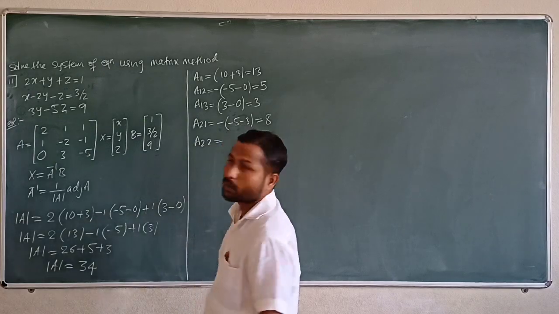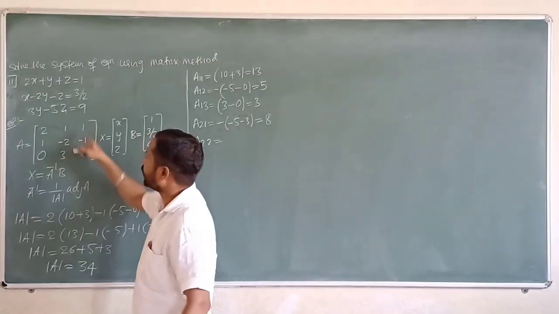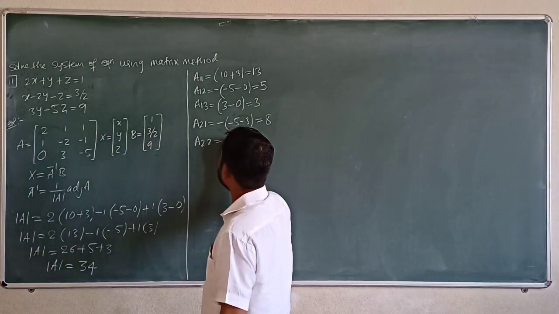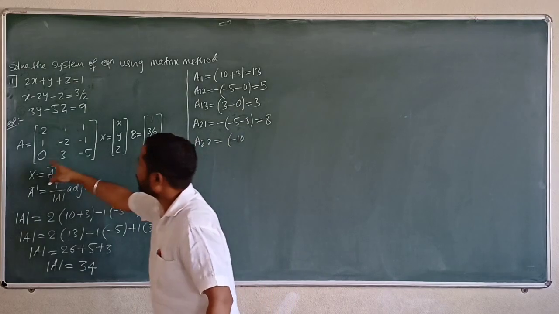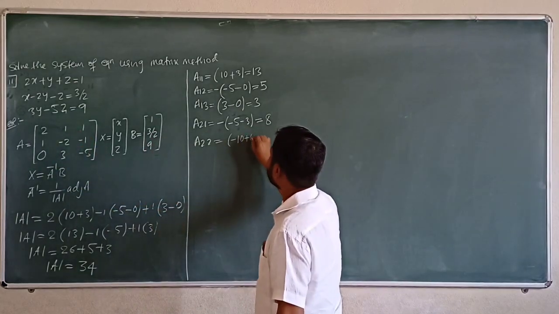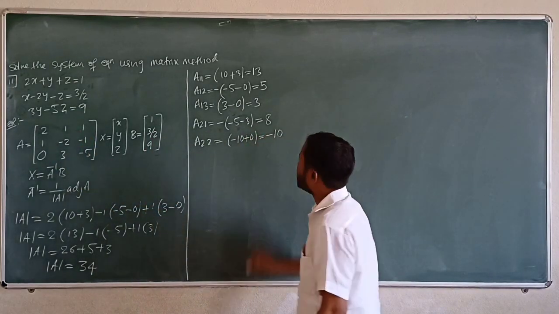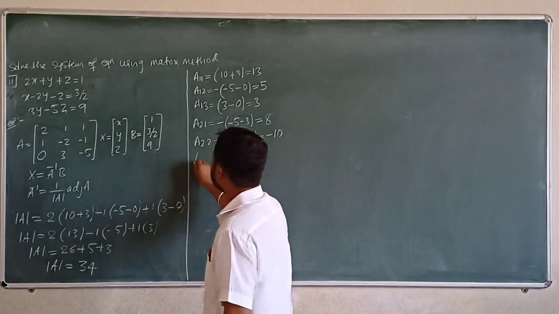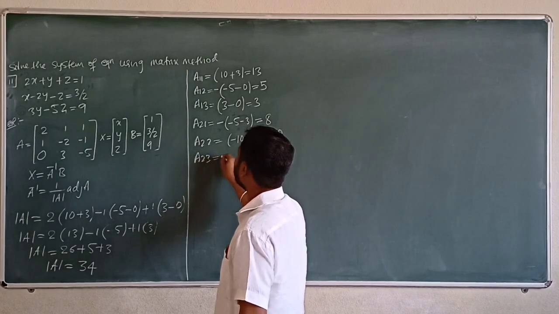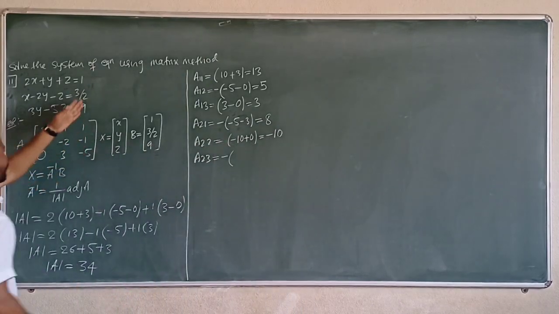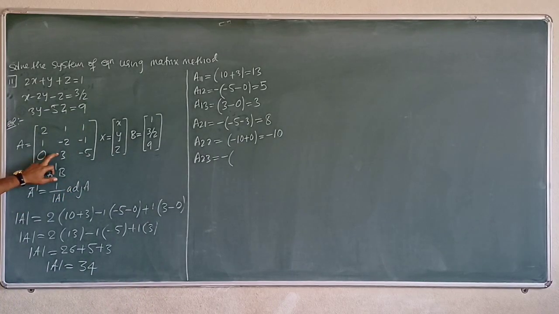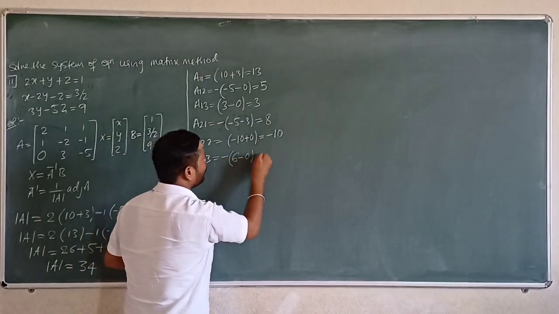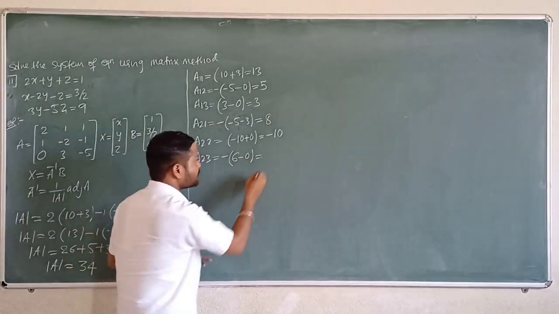A22 is positive or negative? Positive. Delete second row second column, then corner elements are there. 2 into minus 5, minus 10, right? 0 into 1, that is 0 now, right? Minus 10 plus 0, that is minus 10 only, right? Take up A23 element now. A23 is positive or negative? Negative. Delete second row third column, then 2 3s are 6 minus 0 into 1, 0, correct? What is the answer? 6 minus 0, right? It is minus 6, correct?